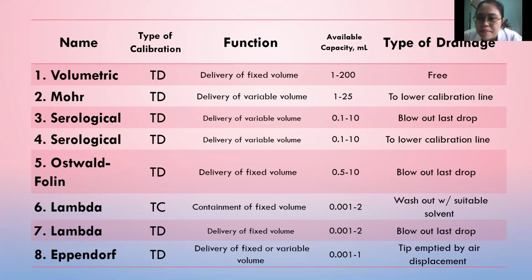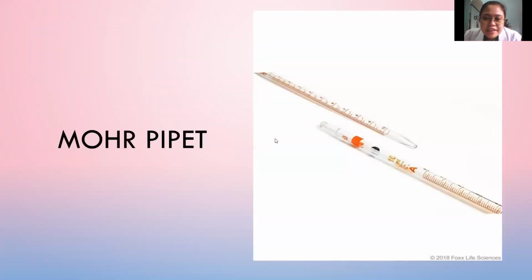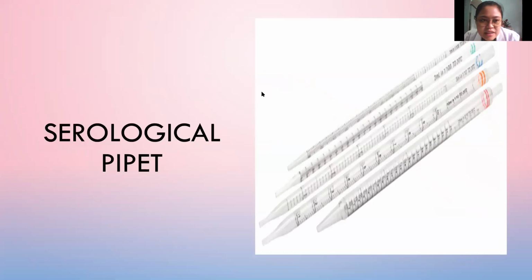Now, asa sila nagkaiba? We have serological pipette that is a blowout pipette, meaning hangtod sa last drop, you have to blow out everything. And then we also have serological pipette na gina-drain nato siya until the lower calibration line. So how does the serological pipette look like? So this is the serological pipette. Okay, so just like the Mohr pipette, you can see there mga graduation marks. That is why it can deliver variable amounts or variable volumes of our liquid.